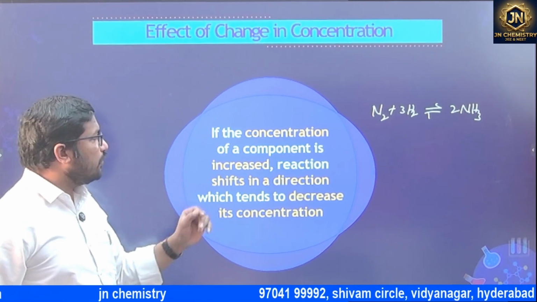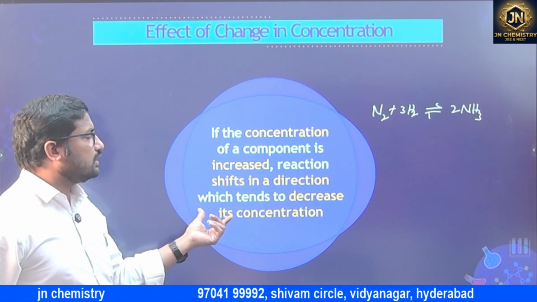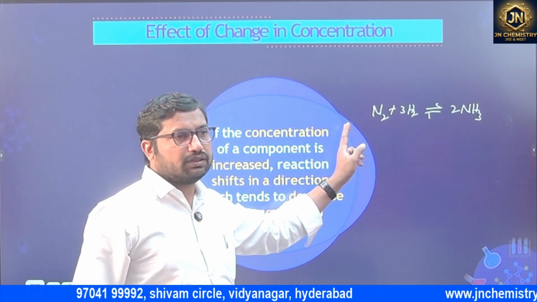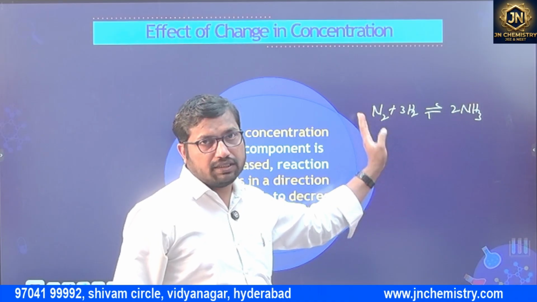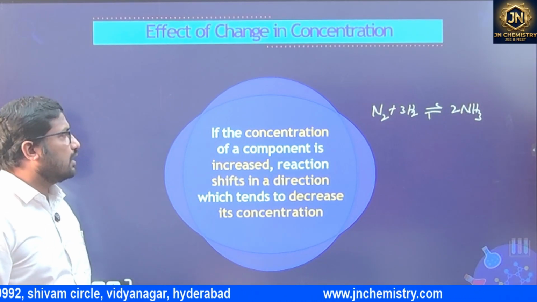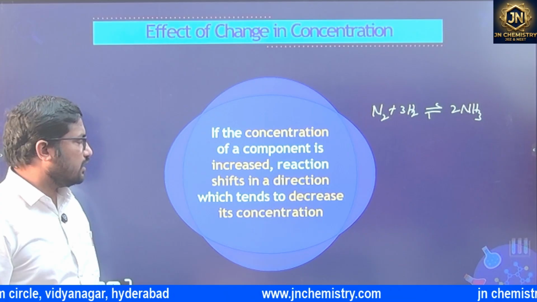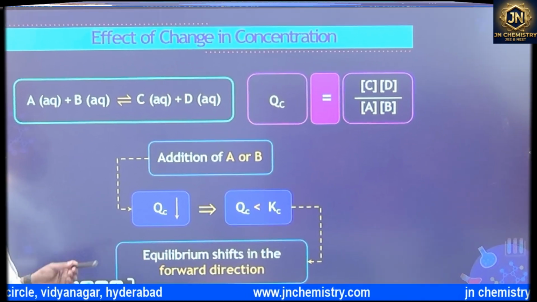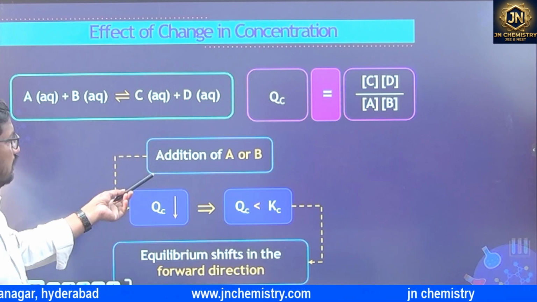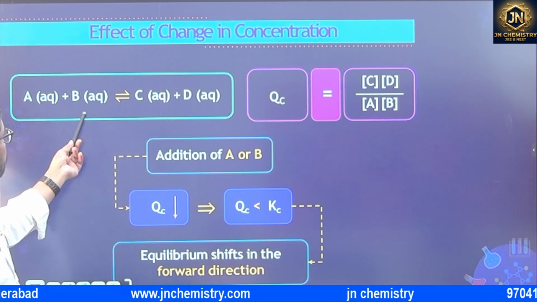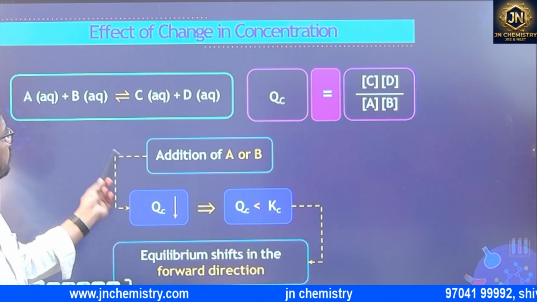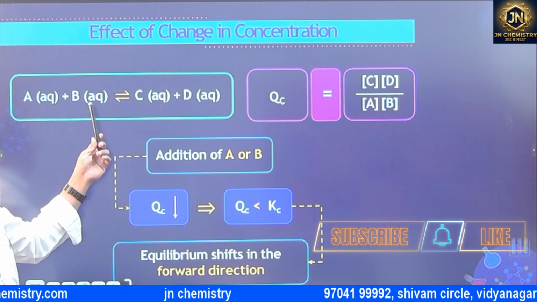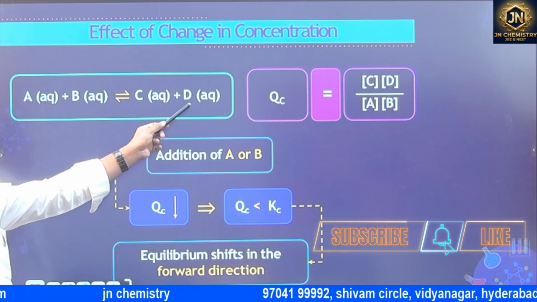If the concentration of components increases, the reaction shifts in the direction that tends to decrease the concentration. For example, if you are increasing the concentration of products, the reaction moves to the backward direction. If you are increasing the concentration of reactants, the reaction moves to the forward direction. In this case, A plus B gives rise to C plus D. Addition of A and B: what exactly happens? Equilibrium shifts to the forward direction, because we are increasing the concentration of reactants, so the forward reaction automatically takes place.